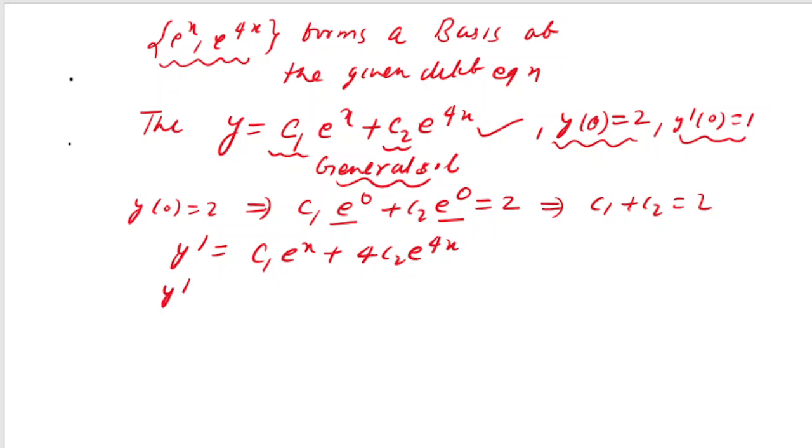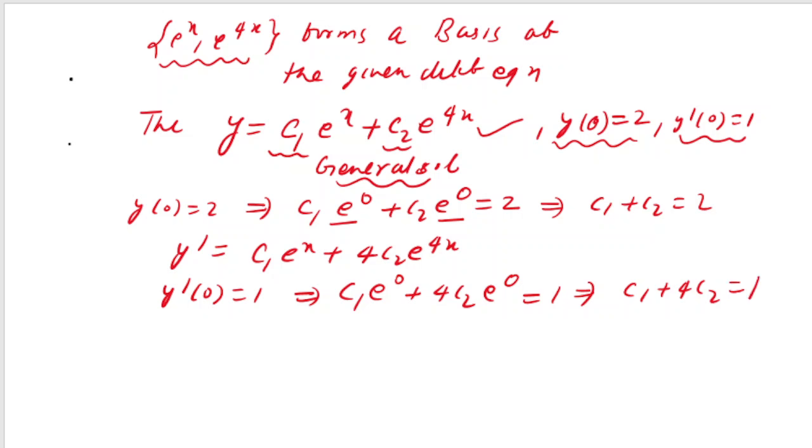And now it is given that y dash 0 is equal to 1. So it means that in this, if I put x is equal to 0, c1 e to the power 0 and 4c2 e to the power 4 into 0 is also 0. This is equal to 1. So I will get c1 plus 4c2 is equal to 1. So this is the first equation and this is the second equation. I need to solve them.